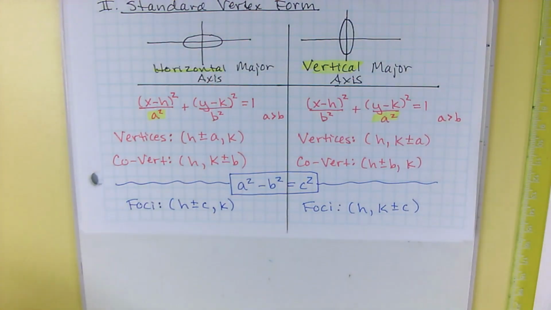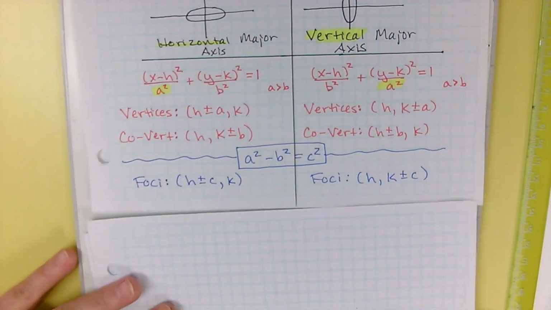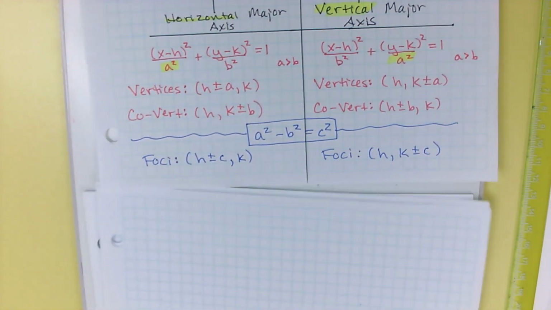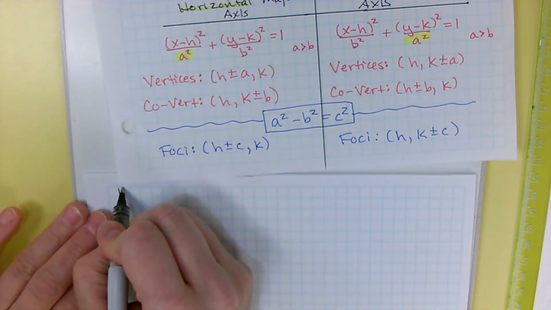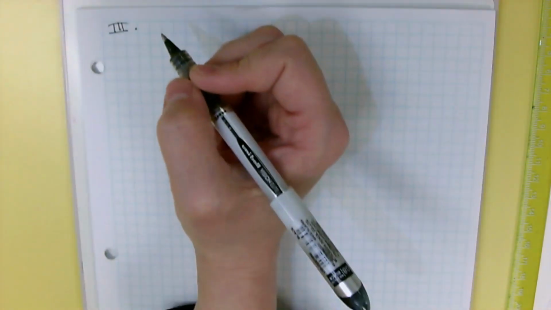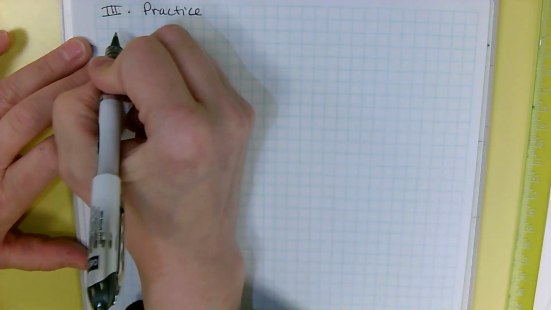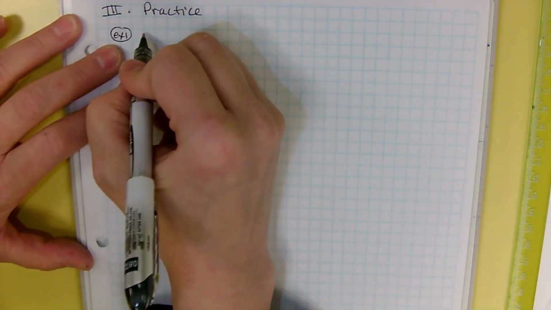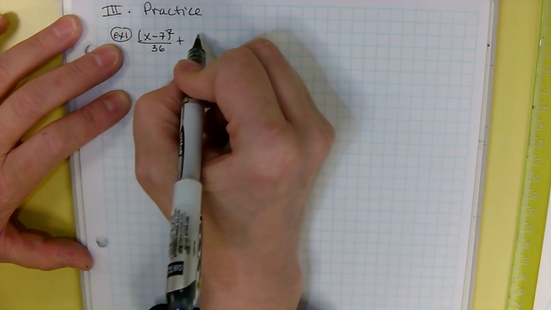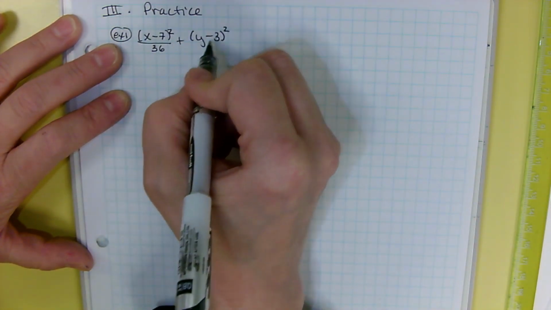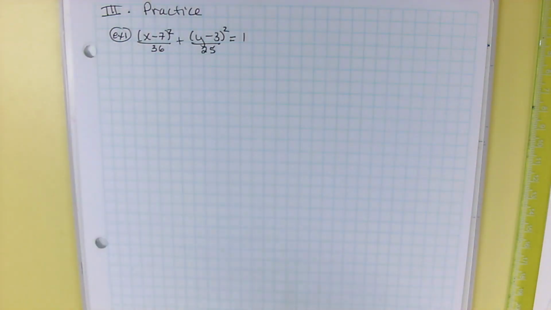All right, flip the page. We're going to practice. So Roman numeral 3, we're going to practice doing a graph, and then we're going to practice doing the algebra. Okay, so this is practice. And our example is x minus 7 squared over 36 plus y minus 3 squared over 25 equals 1.